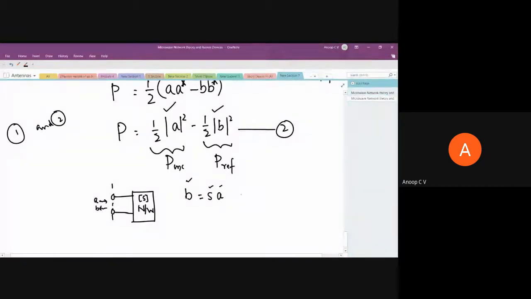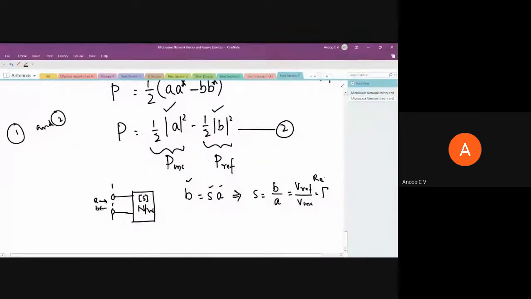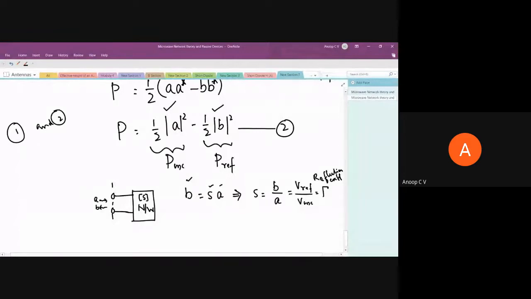So what will be S here? S is equal to B by A, which is equal to V reflected by V incident, and that is the reflection coefficient. For a one port network, the S parameter is the reflection coefficient. Normally we won't encounter one port networks; we will have two port networks, with S11, S12, S21, S22.